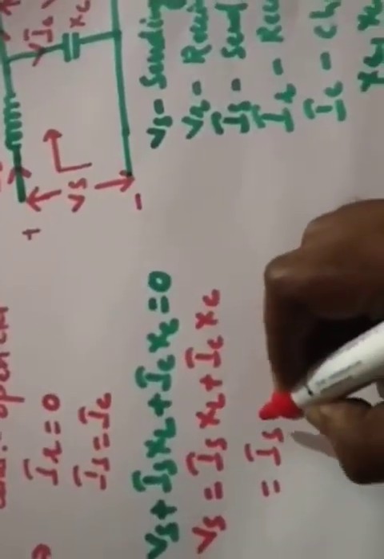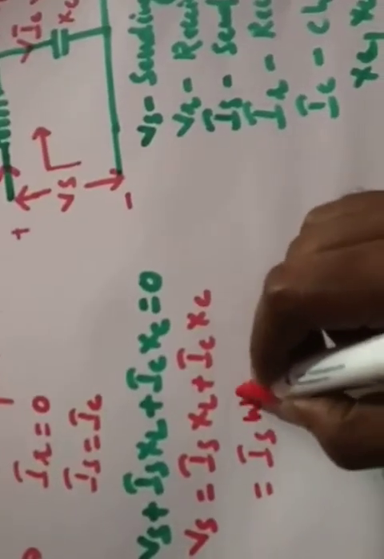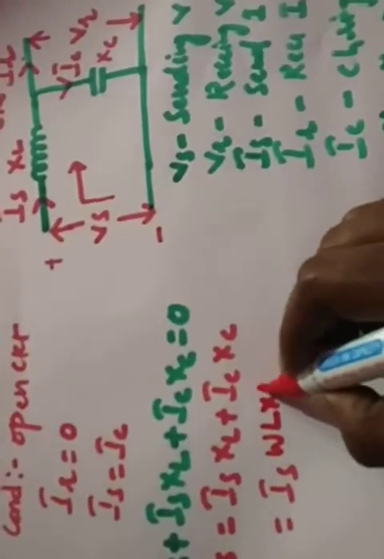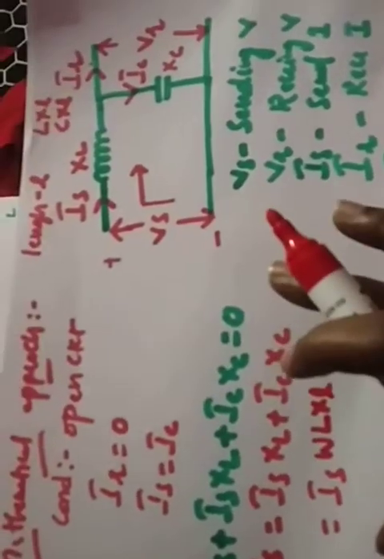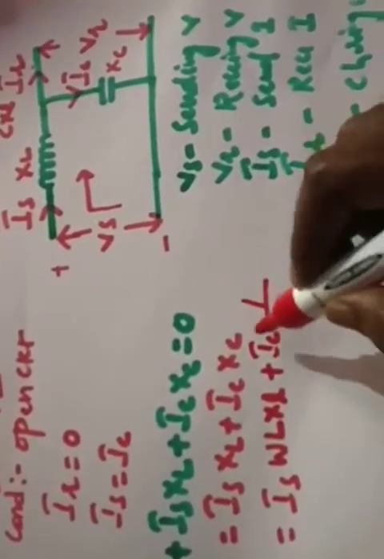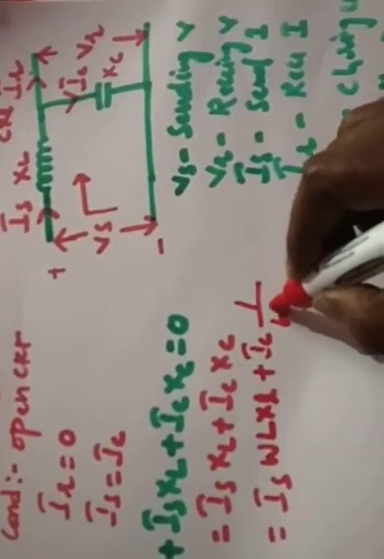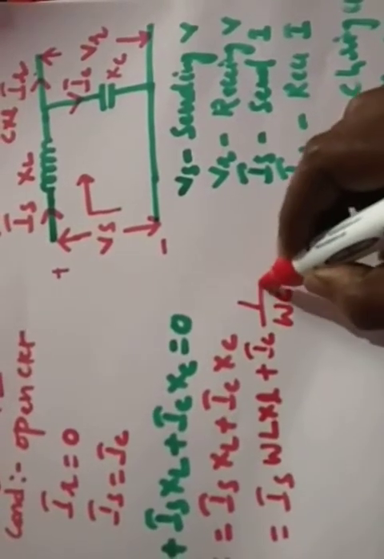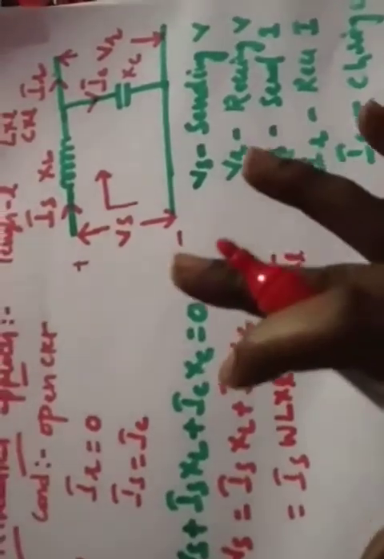Now what is XL here? Omega L. So what is L? L is nothing but L into l. I hope it's clear. So in place of L you have to consider L into length. For a length l, the inductance is L l. Similarly, XC is nothing but 1 by omega C, that is, 1 by omega C l. In place of C you will put C into l because you are considering length l.